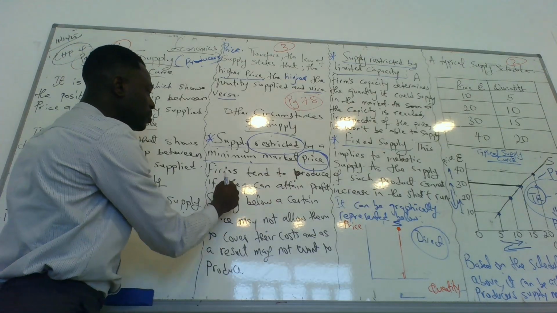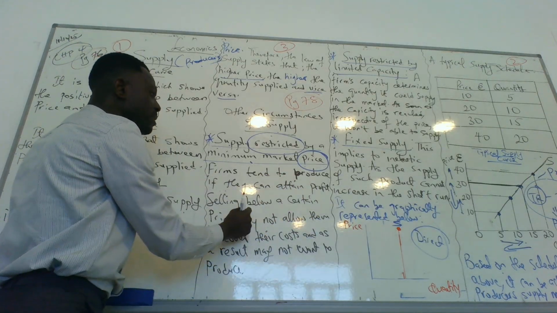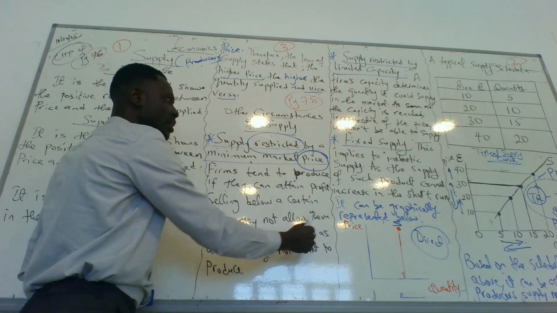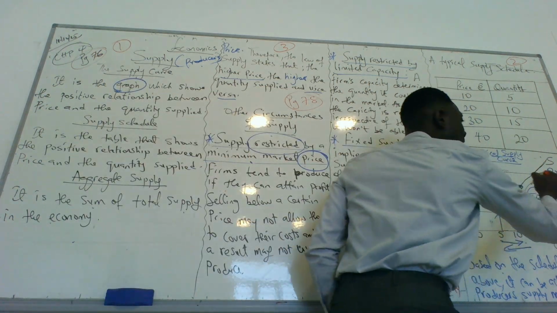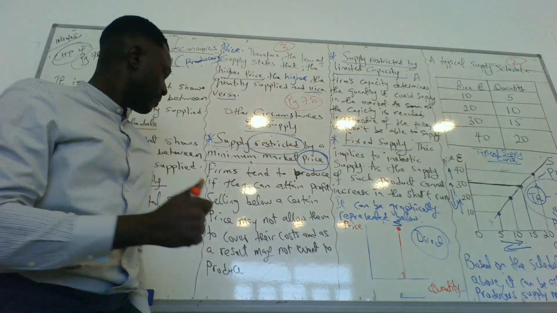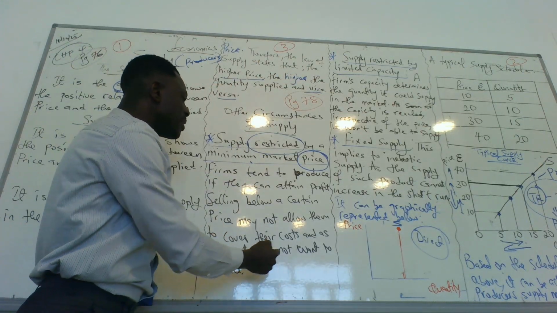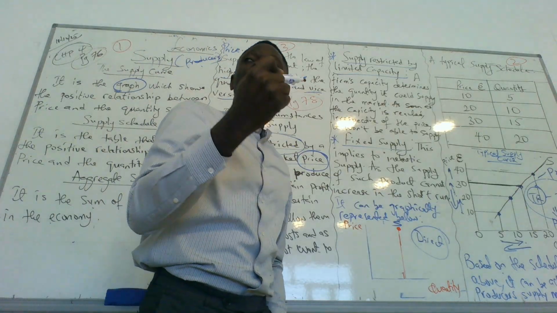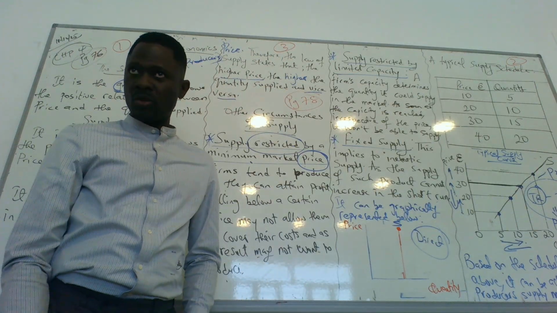So firms tend to produce if they can attain profit. Selling below a certain price will not allow them to cover their cost. And if the cost is not lower than the total revenue, there's no profit. As a result, they may not want to produce. If they don't want to produce, it means supply is restricted. Do we get it? Yes.